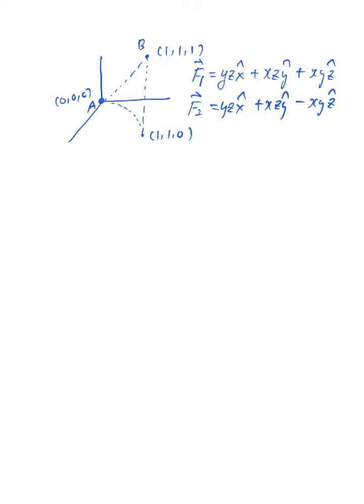Case one. So let's calculate the path integral of F1 on C1. F1 dot dr is yz dx plus xz dy plus xy dz. But on C1, we have z equals 0, right? It's the xy plane. So z has to be 0.